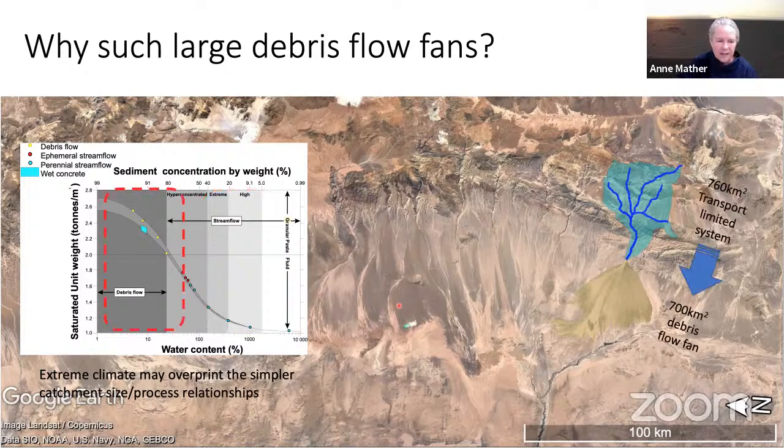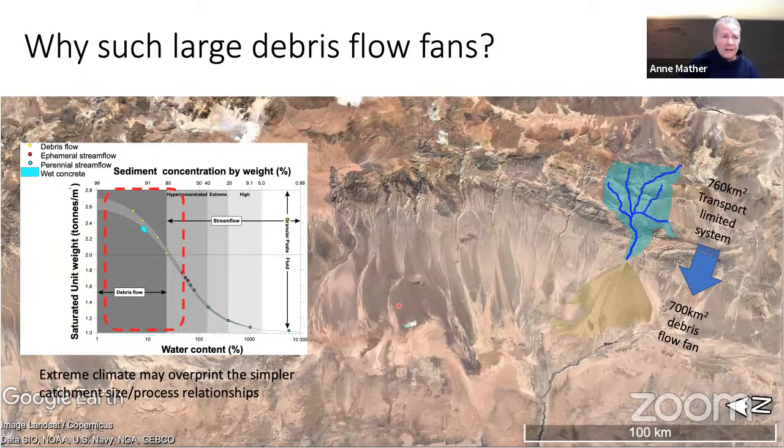And so we're getting really a climate overprint of the simpler catchment size process relationships that we see generally in the rock record. So this is important because if we're looking at basin sediments, if we're looking at the older record, just because we've got a debris flow doesn't mean we're actually that close to the basin margin.